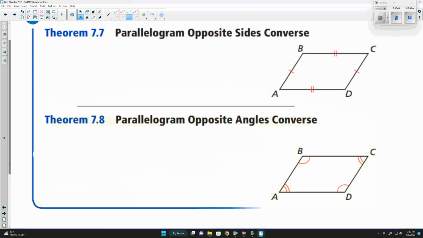All right, guys, so we're still looking at parallelograms today. Now we have the parallelogram opposite side converse and the parallelogram opposite angle converse. And again, we've covered converse before. It's really just the opposite of what the other theorem was. So the parallelogram opposite side converse is really going to say that if we have a quadrilateral whose opposite sides are congruent, then it has to be a parallelogram.